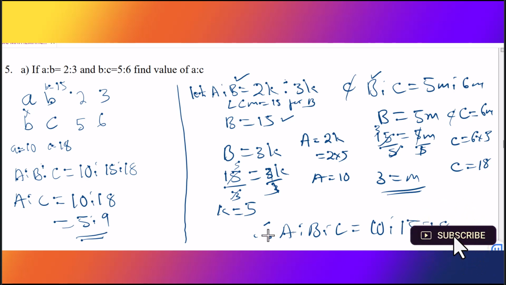You can see that these two ways I have used are similar. We reach the same answer, because now we were just saying A to C is equal to 10 to 18, then you simplify.